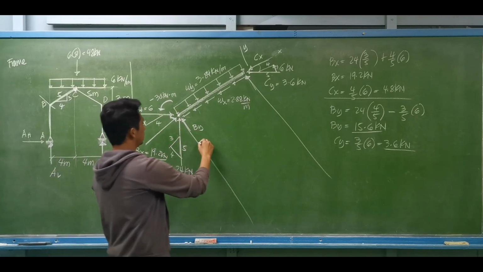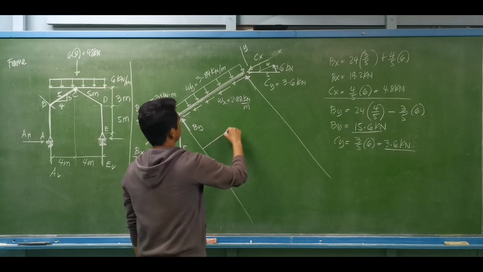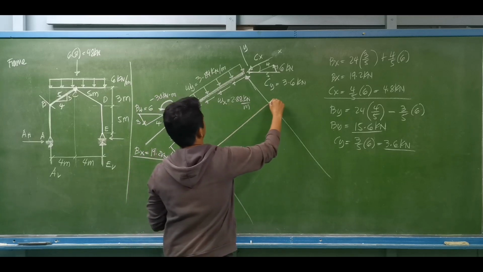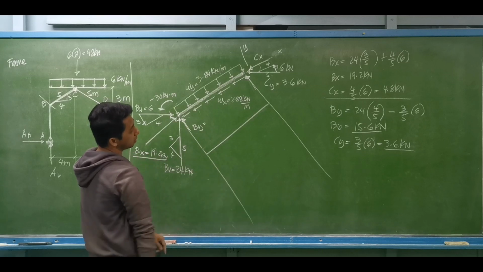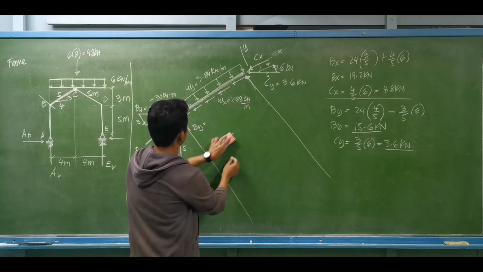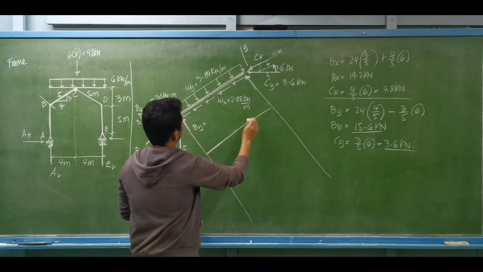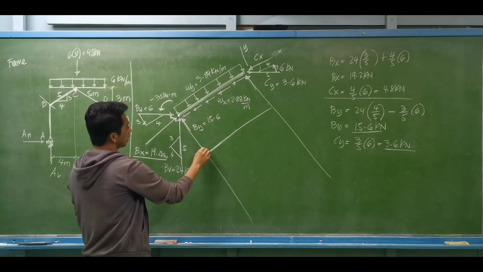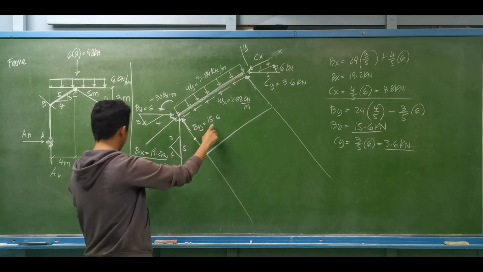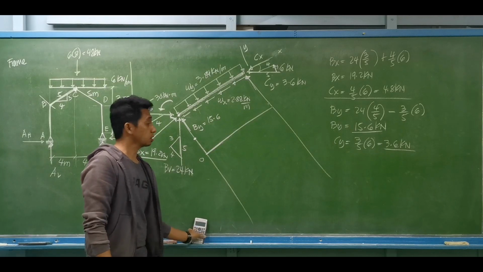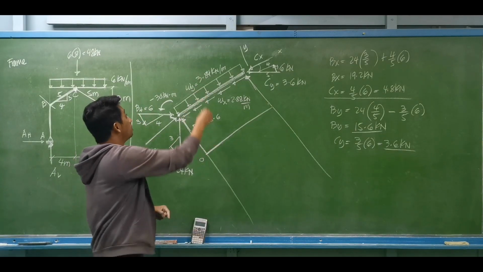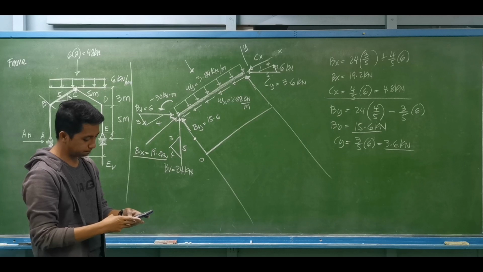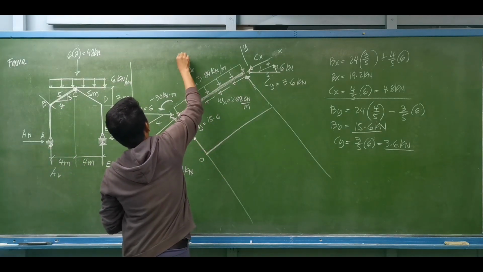So first, let us do the shear diagram. What is the value of B sub y? The value of B sub y is equal to 15.6, so it is positive. So from 0, we start here with a value of 15.6. Then this is 15.6 minus 3.84. What is its equivalent resultant? 3.84 times 5, that's the same as 19.2.